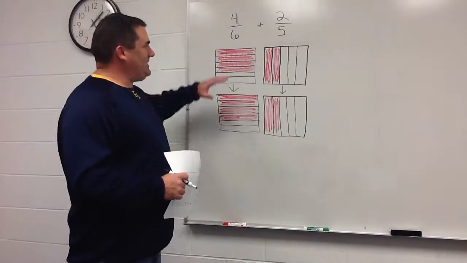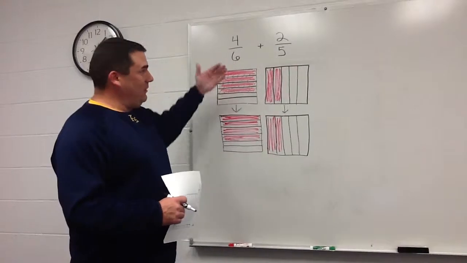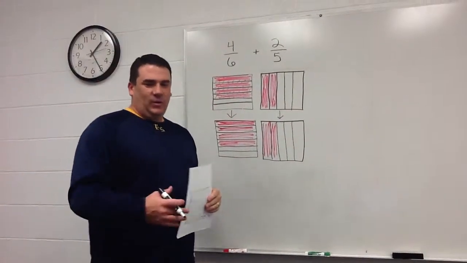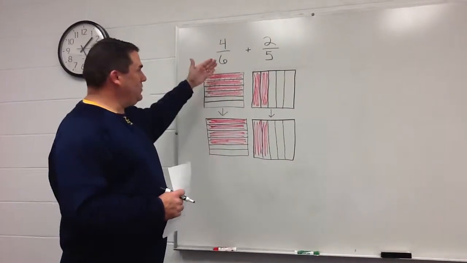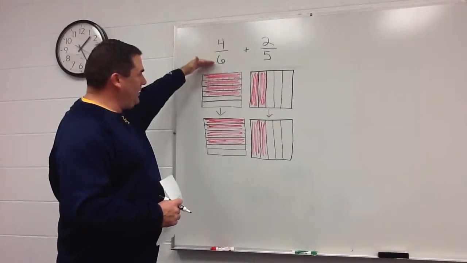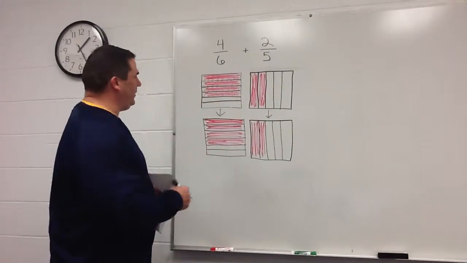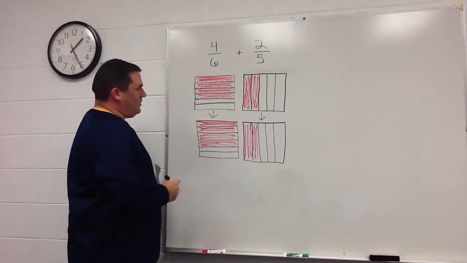All right, we're going to show you guys how this works when we have unlike denominators. We want to have like denominators to be able to add two fractions together. So in your problem that you had on your document, it was 4/6 plus 2/5. So we want to model for the students how these denominators become the same down here on the bottom using this model here. In this first one, I have 4/6.